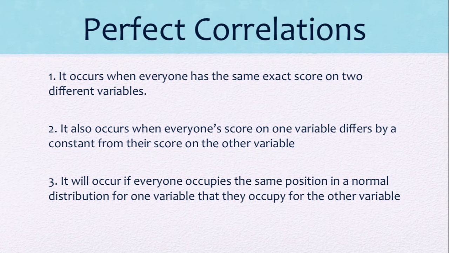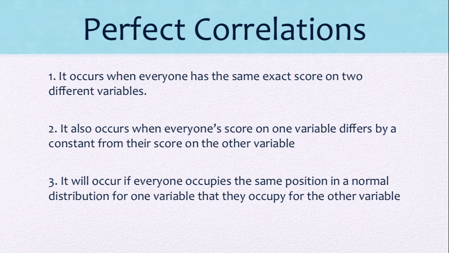The next instance is when everyone's score on one variable differs by a constant from their score on the other variable. So let's say if we looked at GPA from one semester to the next, and for everyone, their GPA in the first semester was, let's say, 10 points lower than their GPA of the second semester.